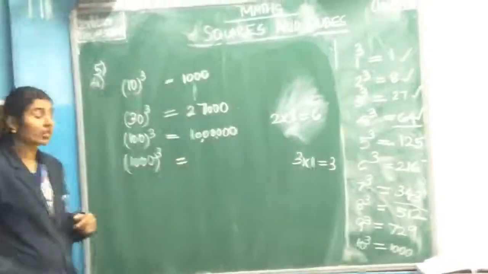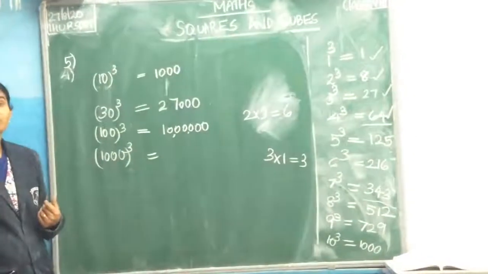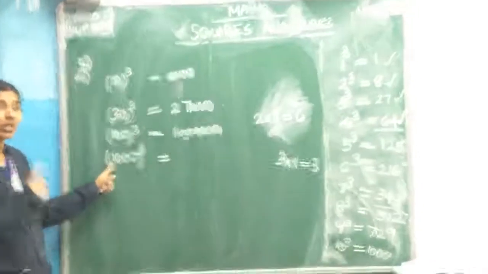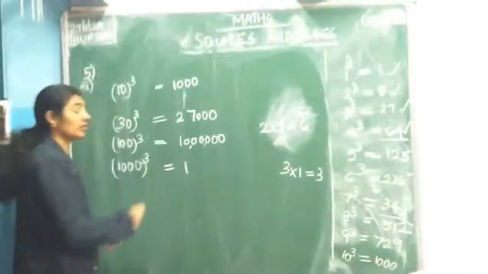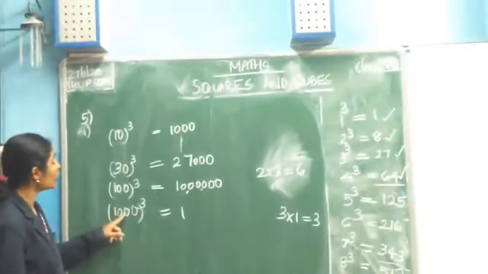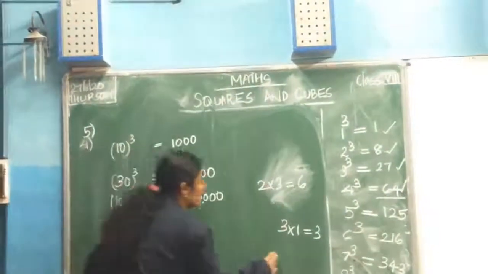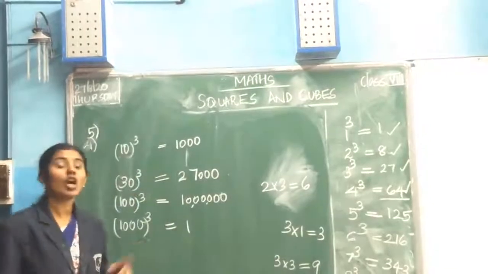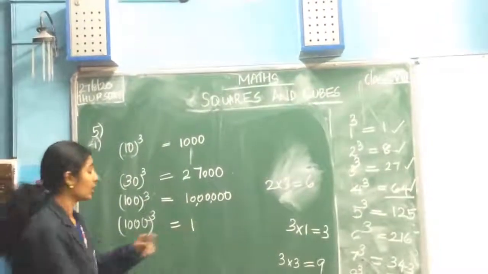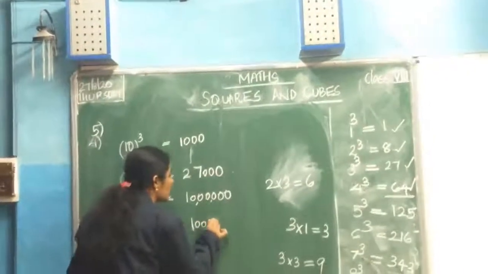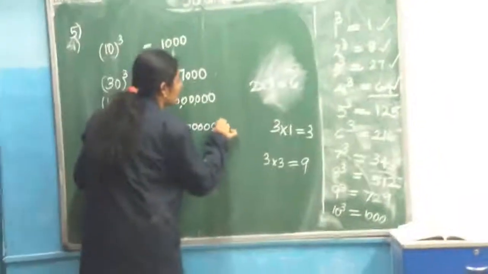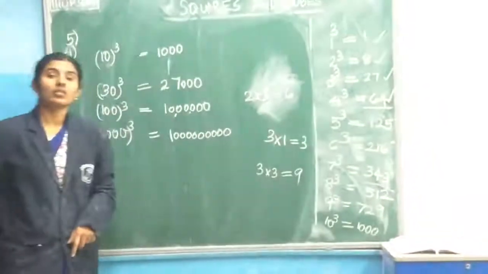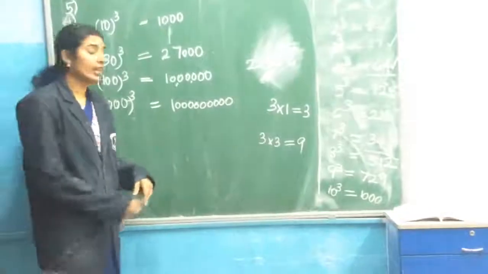Next, 1000 cube. Which is the digit they have given? 1. 1 cube is 1. How many zeros? 1, 2, 3. 3 zeros. 3 times that. 3 3s are 9. So how many zeros should you give for the result? 9 zeros: 1, 2, 3, 4, 5, 6, 7, 8, 9. Like this you should find all the answers.